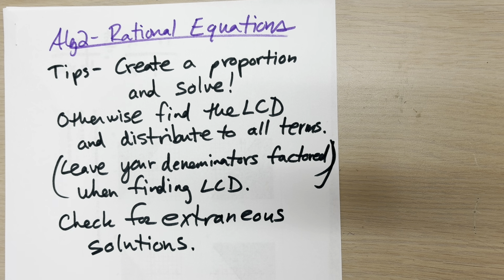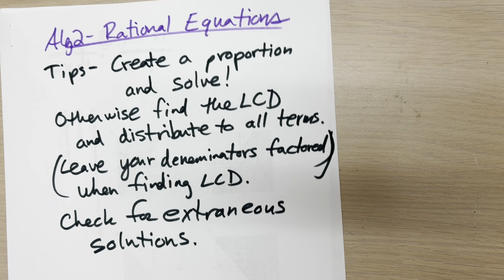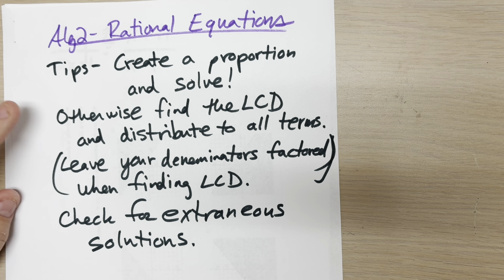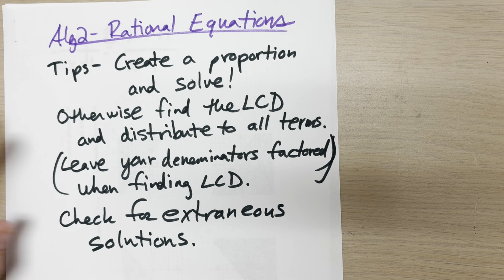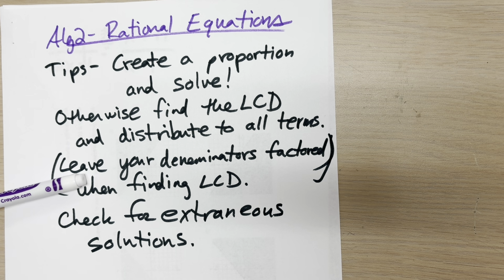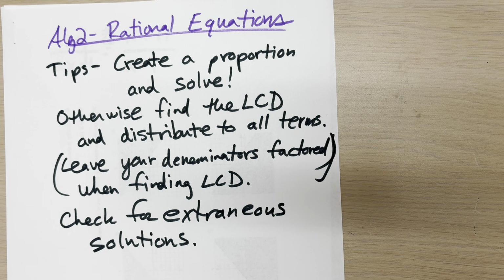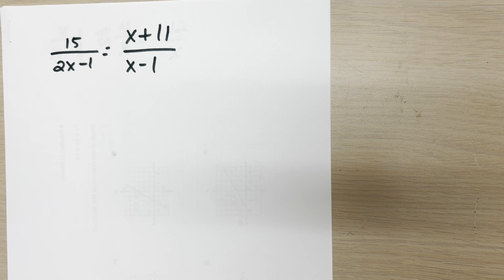I'm starting this one off with some tips to help you as you tackle these, because they're kind of challenging, right? One tip is to create a proportion and solve. Otherwise, you've got to find the lowest common denominator and distribute that to all of the terms. Another tip when finding the LCD: leave your denominators factored. That will help you tremendously. That way you're not doing extra work when you don't need to. Check for extraneous solutions. Okay, so let's go.